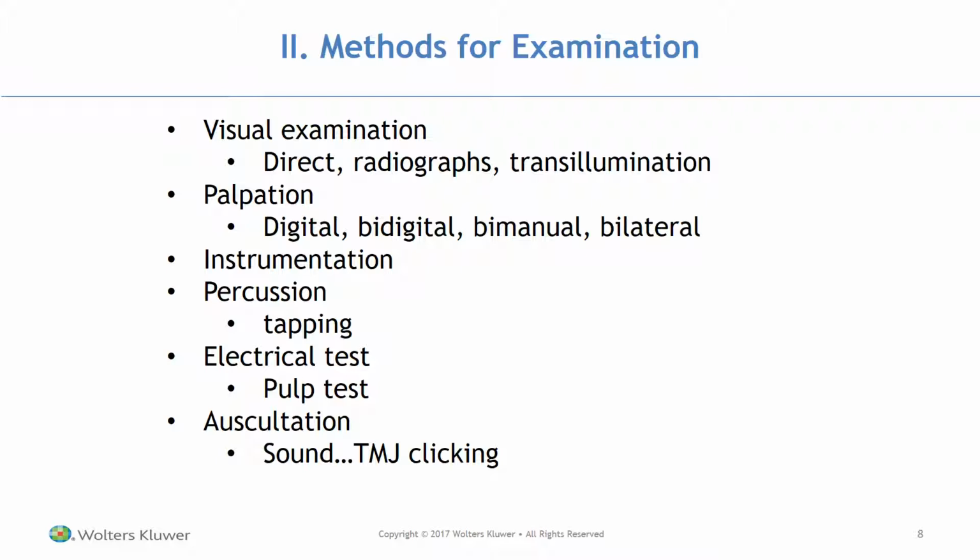All right, now we have instrumentation. And that's using things such as a probe or an explorer. Explorer is used to detect decay for the most part, tooth irregularities, okay? And then our probe is used to measure pockets, to measure attachment loss, multiple things. We'll get into that more later. But an instrument is considered your probe and your explorer.